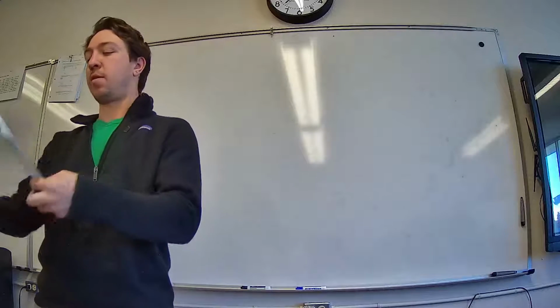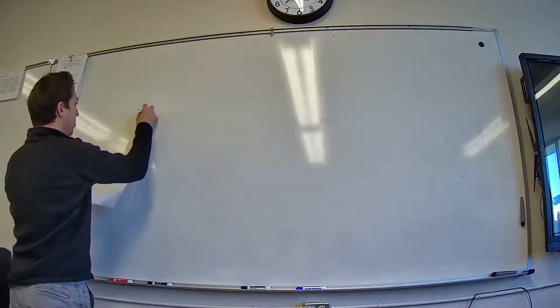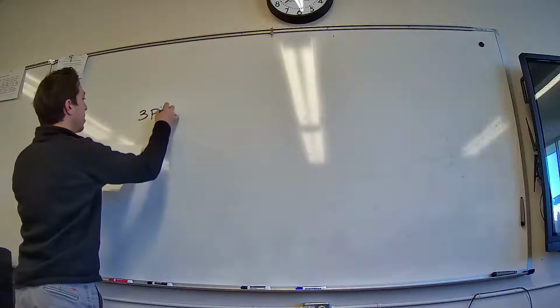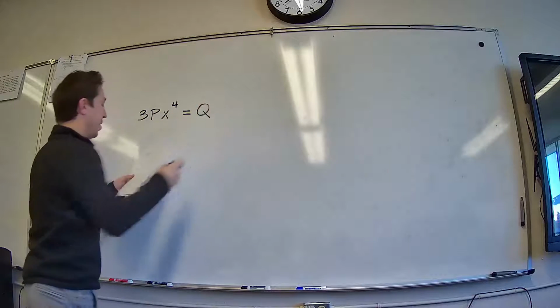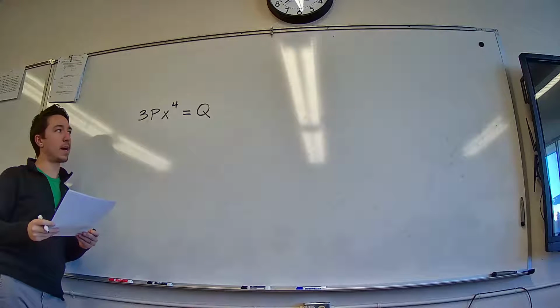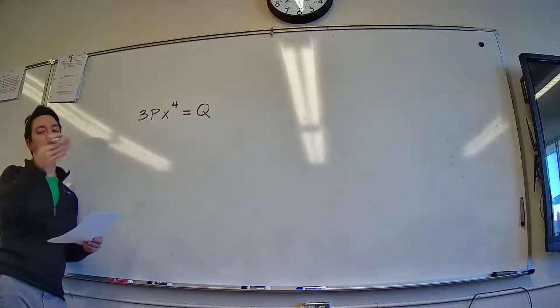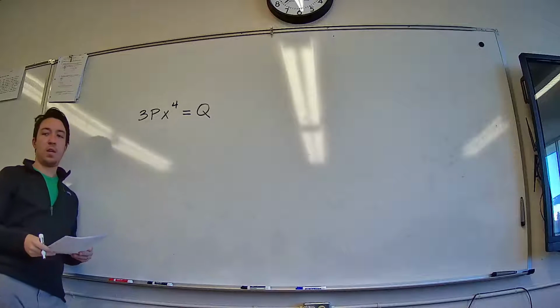Anyway, so let's look at 24, a couple from 24. Like let's look at A, for example. 3 times P times x to the fourth equals Q. And the question just says solve the equation for x, which means rearrange the equation in a way where it says x equals blah, blah, blah.